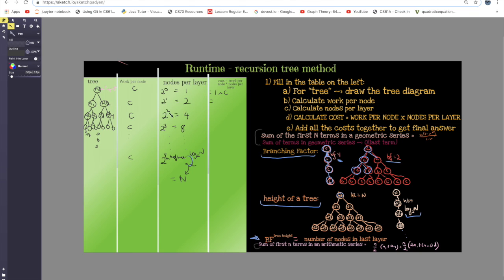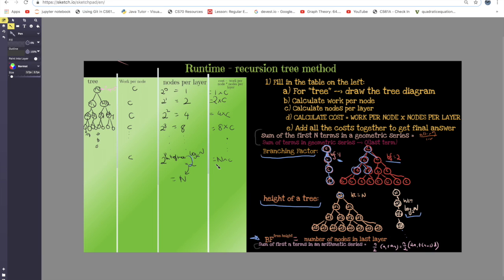In the next layer, the work per node is c. That's going to be multiplied by the number of nodes in that layer, which is 2. And we're going to be doing this for all our layers. Right? So we're going to get 4 into c, 8 into c, and for our last layer, it's just going to be n into c. All right.